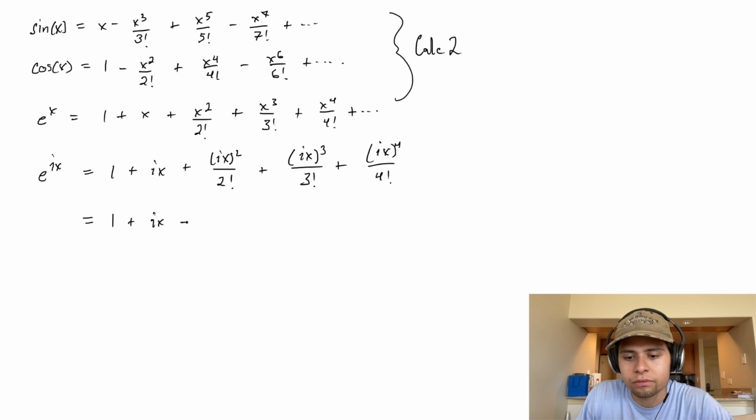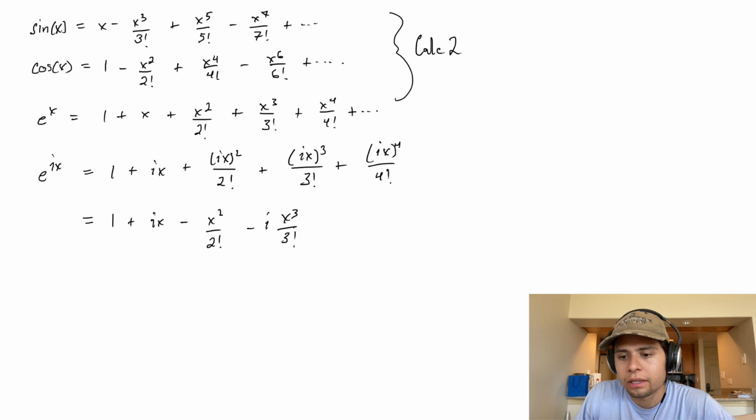so i squared is just -1, so this is actually negative, so minus x squared over 2 factorial. And again, that comes from i times i. So this i here is squared. i times i is -1. That makes this a negative. Okay. And so then i times i times i, so it's -1 times i, so that's negative i, negative i x cubed over 3 factorial.